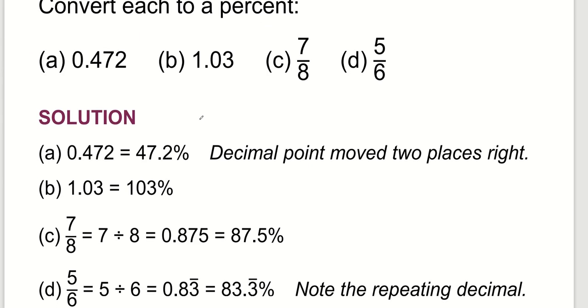Okay. For example, if we wanted to convert each one of these to a percent, for the first two, it's pretty straightforward because they're decimals. You just move the decimal spot over 2 places to the right, and add on the percent sign. So 0.472 would be equivalent to 47.2%. 1.03, again, decimal to a percent, you're sliding it 2 places to the right. That's going to give us 103, and add the percent sign.